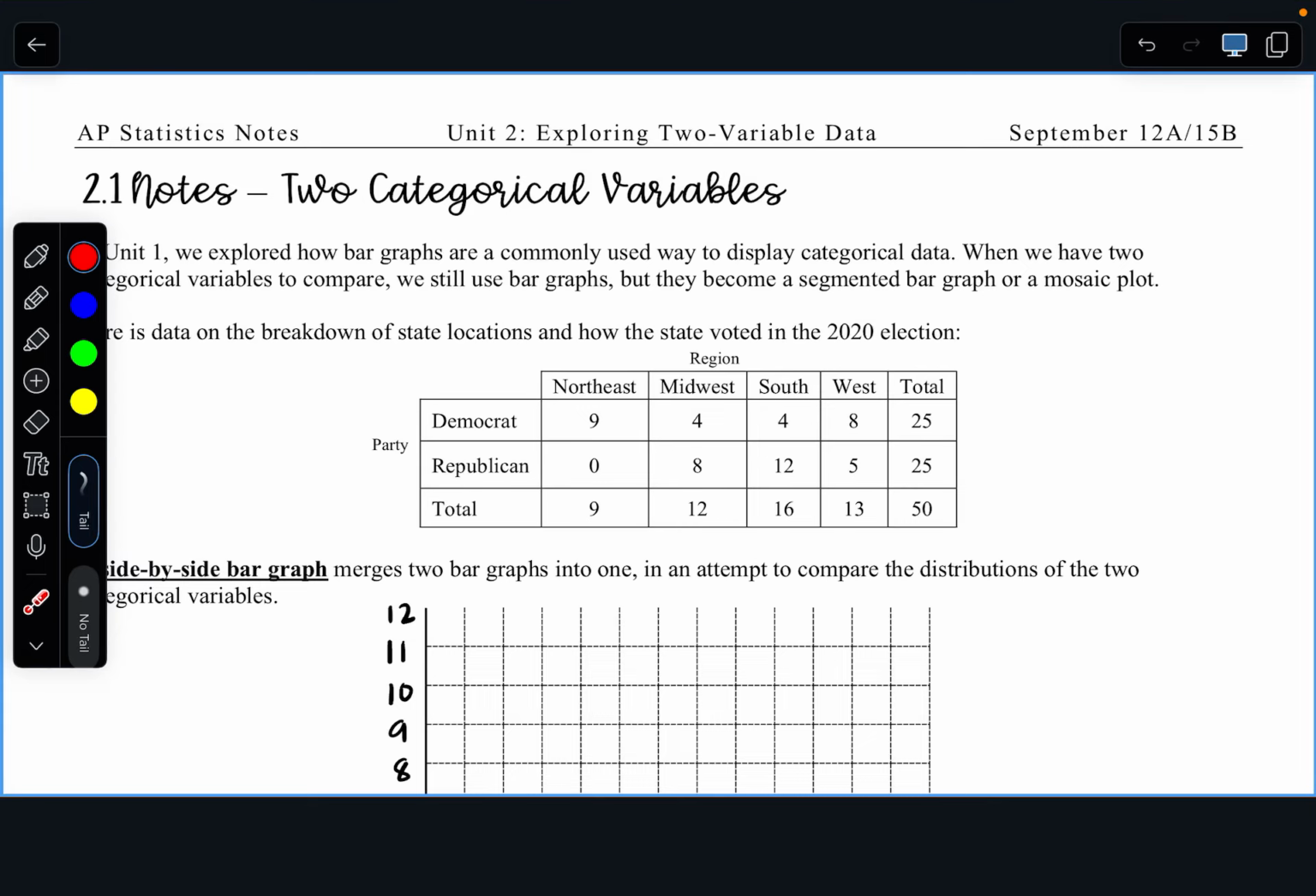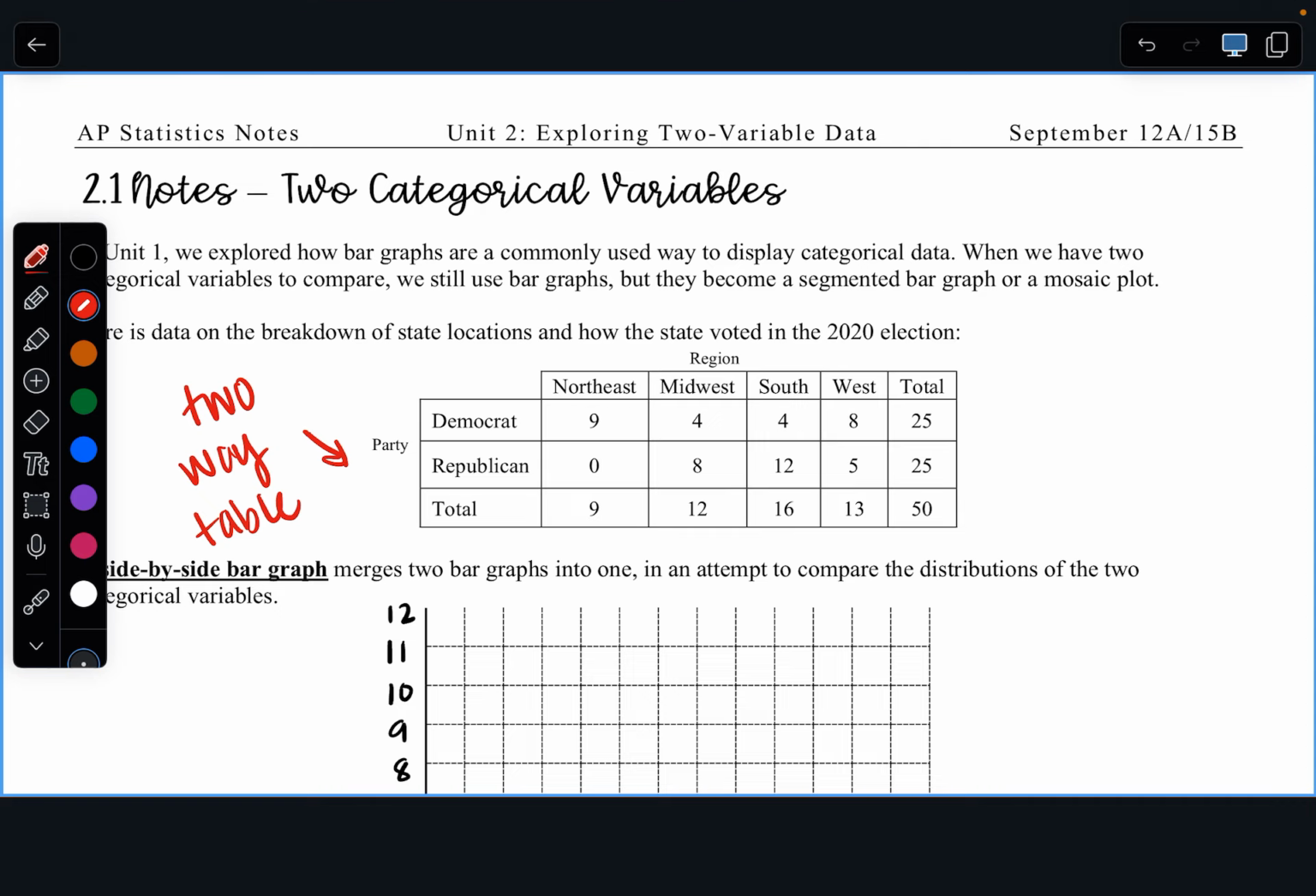Categorical variables. There are three plots that you could most likely see, three types of graphs. When it comes to two variables, the best way for the data to be displayed is going to be with a two-way table. I only point this out because there have been years on the FRQ section where they've said, create a two-way table to display the data.